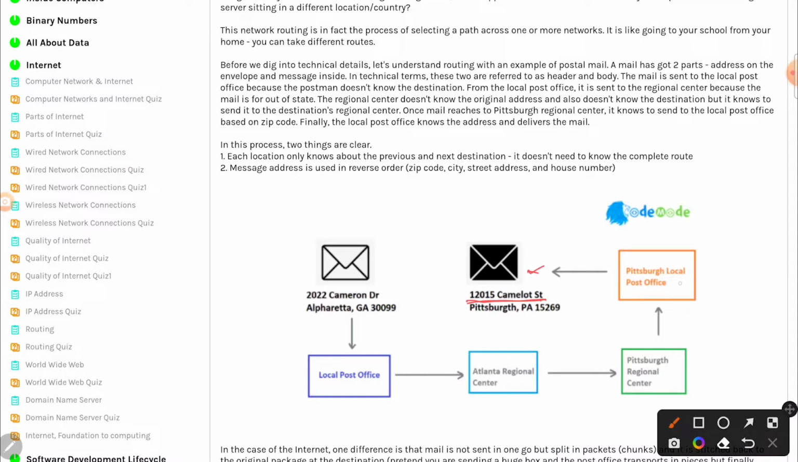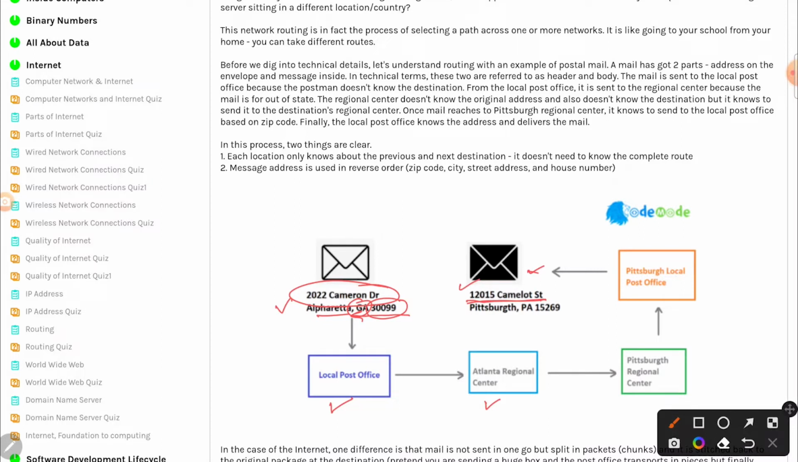In this case again, the post office only knows that it picked up from the regional center. It has no idea about Atlanta, it has no idea about the local post office, and it definitely does not know anything about the origin address. So as you can see, the address is read the other way around. It's read from the bottom up: the zip code, or the state or the city, and then finally the address. That is how it is delivered on the other side.